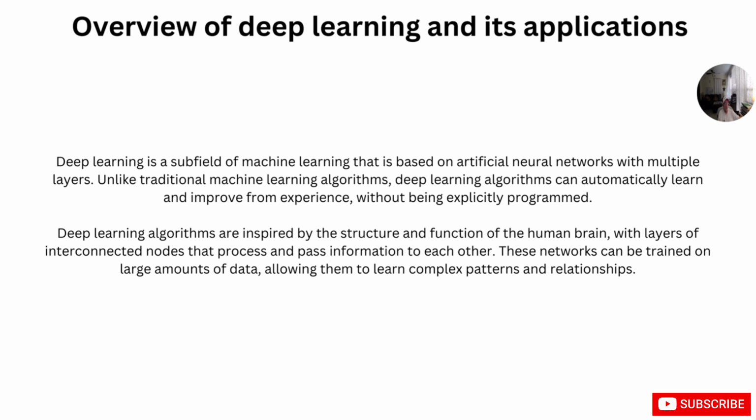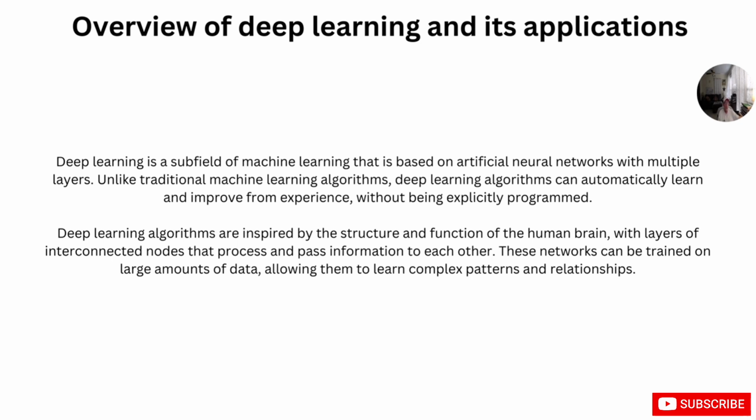Overview of deep learning and its applications. Deep learning is a subfield of machine learning that is based on artificial neural networks with multiple layers. Unlike traditional machine learning algorithms, deep learning algorithms can automatically learn and improve from experience without being explicitly programmed.